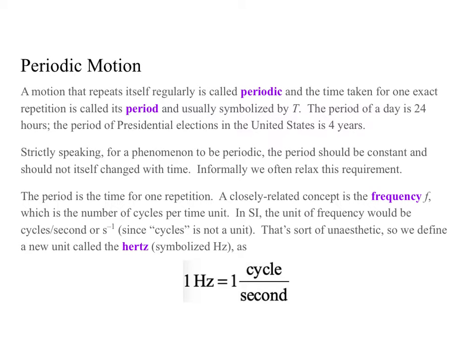Strictly speaking, for a phenomenon to be periodic, the period should be constant and should not itself change with time. But informally, we often relax this requirement. The period is the time for one repetition. A closely related concept is the frequency f, which is the number of cycles per time unit. In SI, the unit of frequency would be cycles per second, or seconds to the minus 1, since cycles is not a unit but only a counting trick. That's sort of unaesthetic, so we declare a new unit called the hertz, symbolized by capital H lowercase z, and we define 1 hertz as 1 cycle per second.